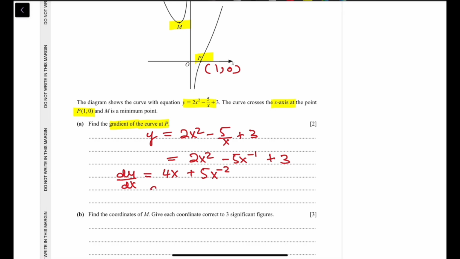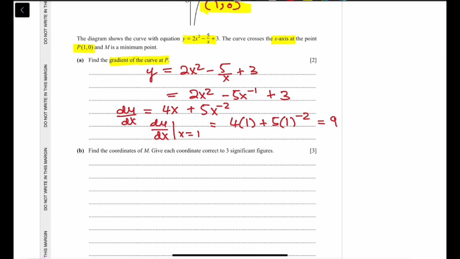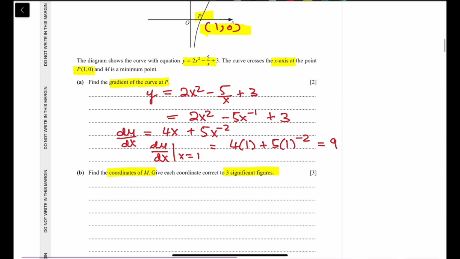Then we have to substitute for dy dx at the coordinate x equals 1, because that is our coordinates at P. We will get 4 times 1 plus 5 times 1 to the power negative 2, which equals 9. Then it says, find the coordinates of M. Give each coordinate correct to 3 significant figures.